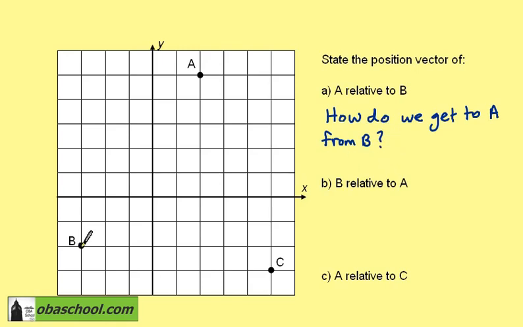Suppose we're at B. To get to A, we could go 5 units across, and then we would need to go up by 7 units. So the position vector of A relative to B is 5, 7.